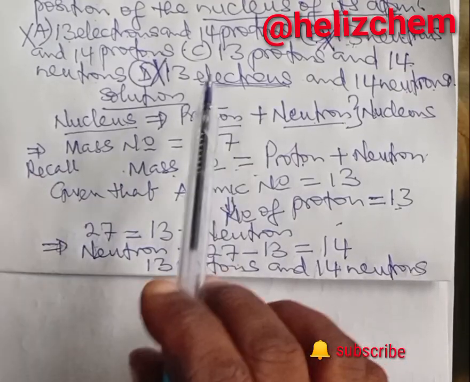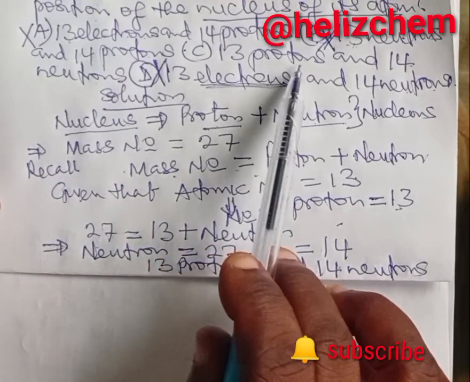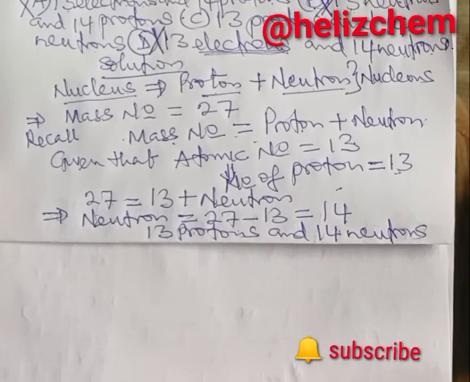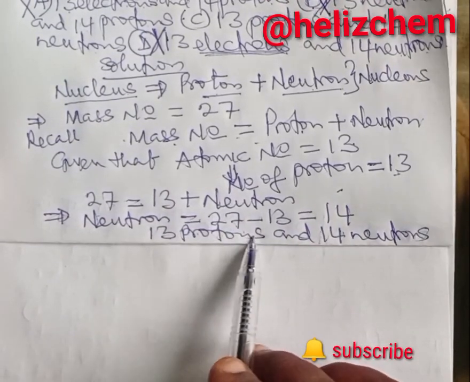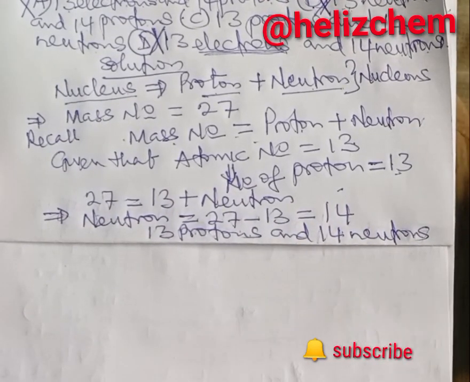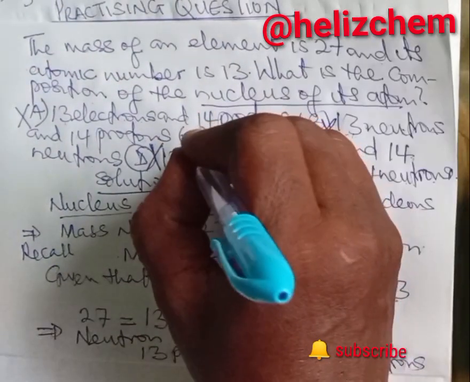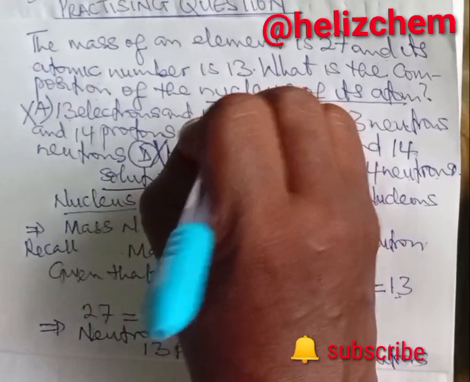Let's go to option C. Option C says 13 protons and 14 neutrons. And when you look at the answer obtained here, we have 13 protons and 14 neutrons. Automatically, option C is the correct answer.